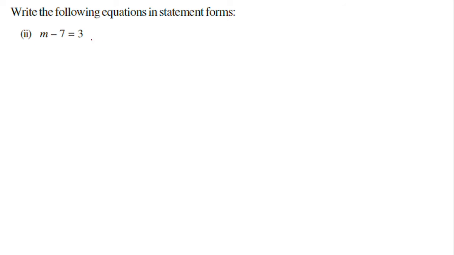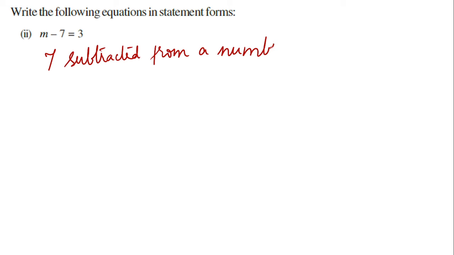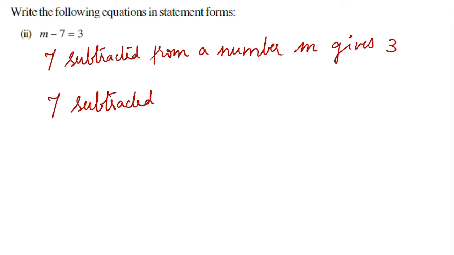M minus 7 is equal to 3. So how you can write this? 7 subtracted from m, from a number m, gives 3. In a simpler manner, you can write it as 7 subtracted from m is 3. You can write it in this manner as well.